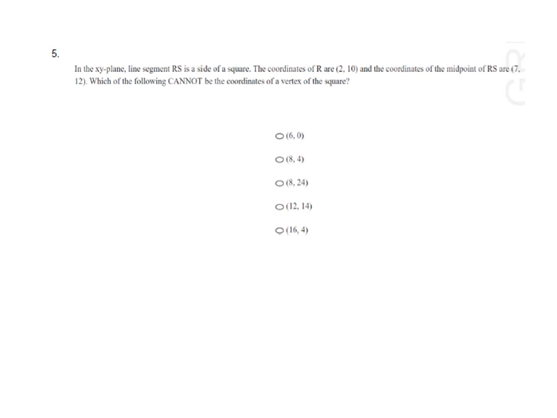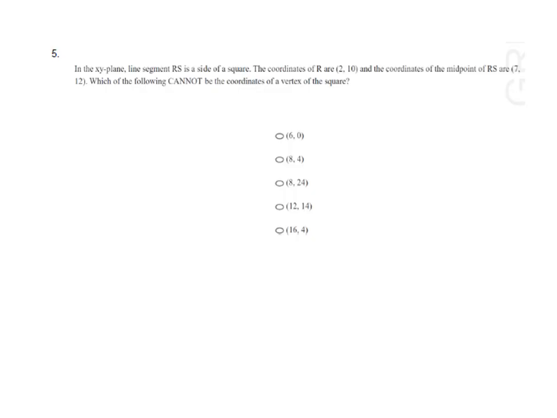We are in question number 5. In the xy plane, line segment RS is the side of a square. The coordinates of R are (2, 10) and the coordinates of the midpoint of RS are (7, 12). So this is the midpoint. So 7 minus 2 equal to 5. This is halfway. To make it a full side, we'll need another half. So 5 plus 5 equal to 10 and 12 minus 10 equal to 2. So this is half of the length and we will need another half. So 2 plus 2 equal to 4.